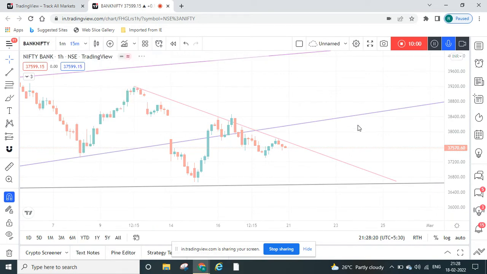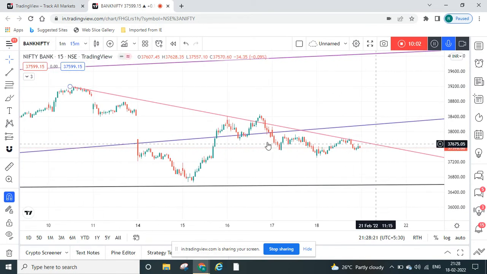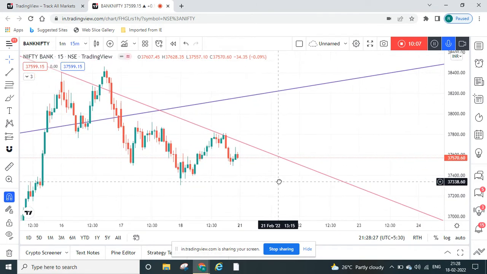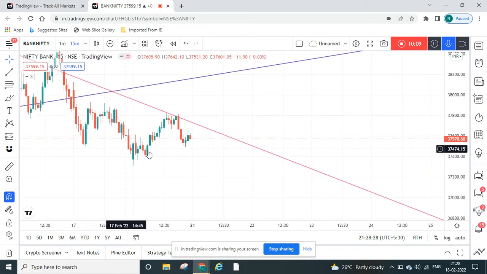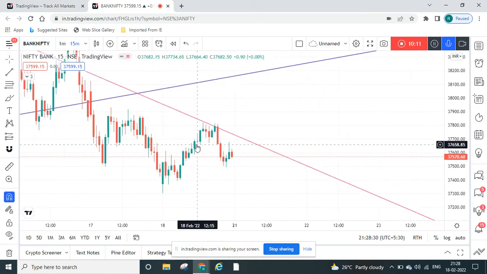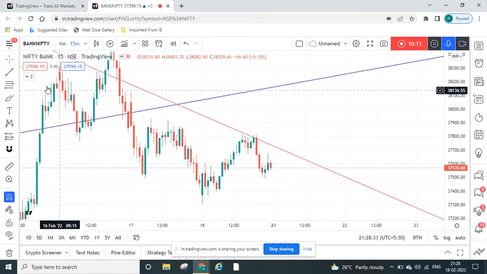So here we have a trend line resistance where the Bank Nifty is taking a very good resistance at this level. I also have one more minor trend line.